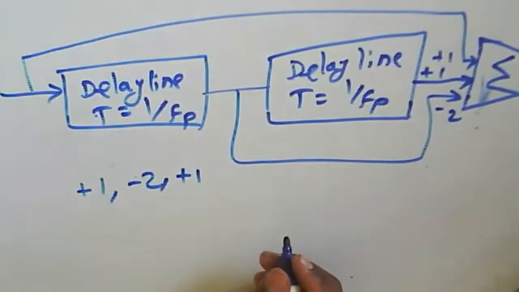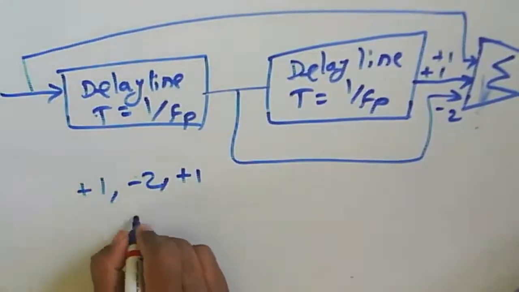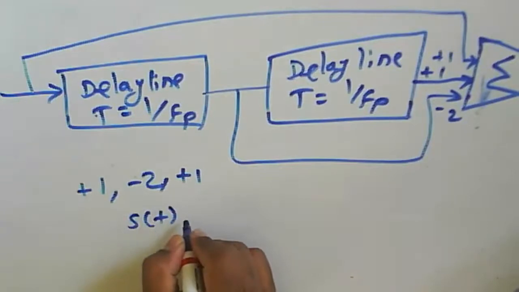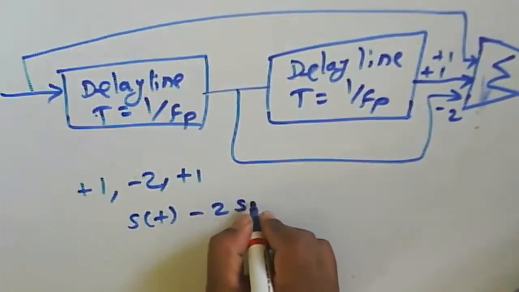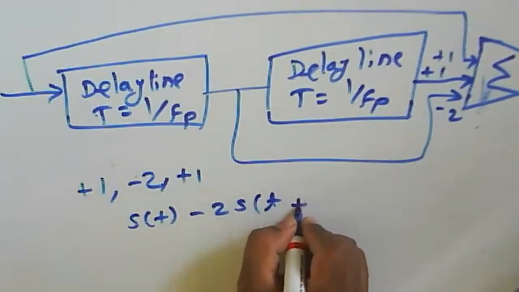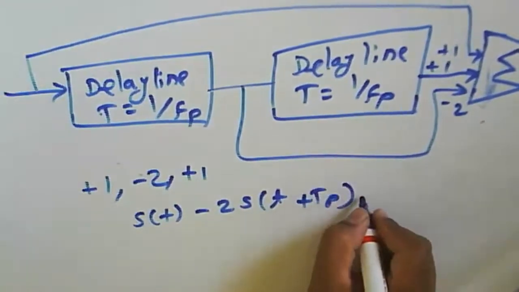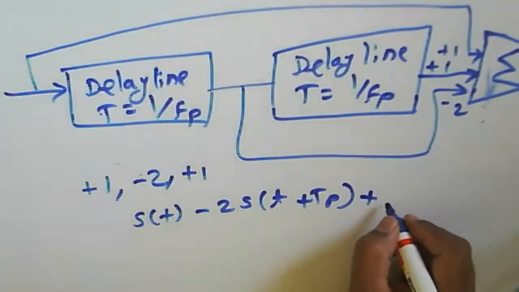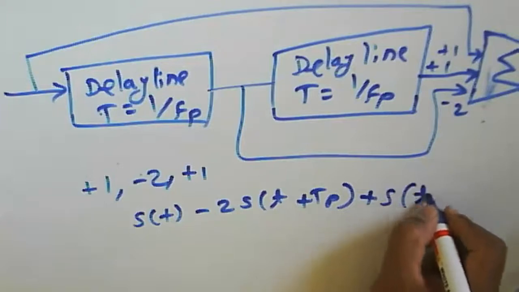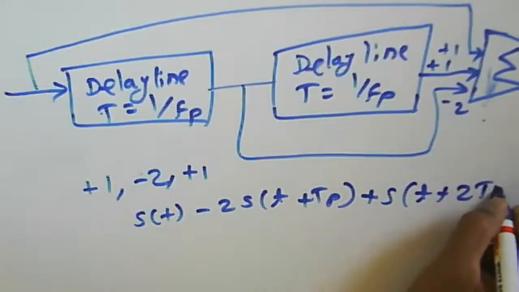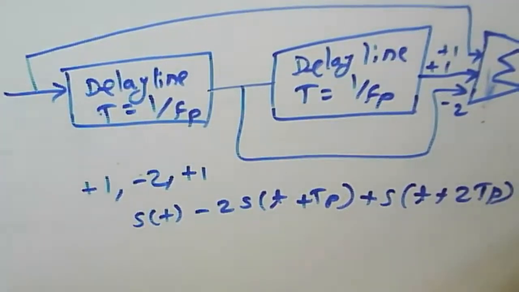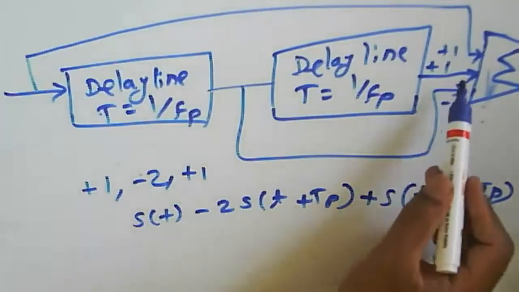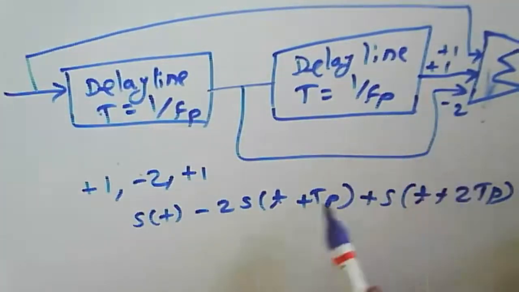These are nothing but the weights. Then what will be the output? So we can say that the output will be S of t minus twice of S of t plus Tp, plus, because this one is about a plus here. So that's why we can say that S of t plus twice of Tp. Okay, so this way we can consider it. So here 1. Different weights we are applying, so we are getting the output.